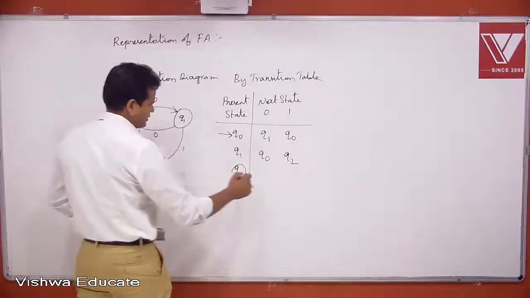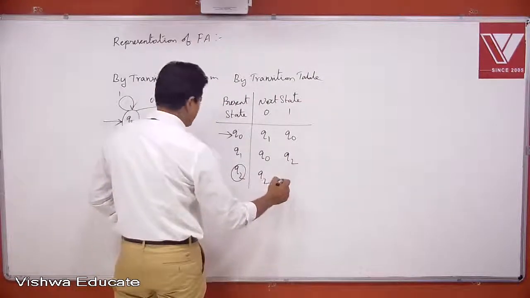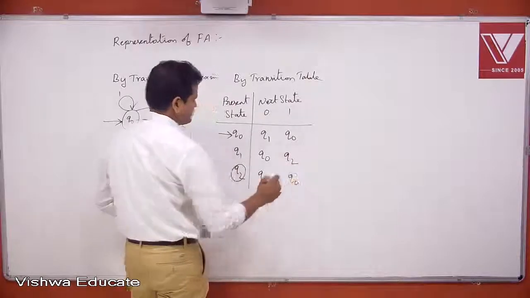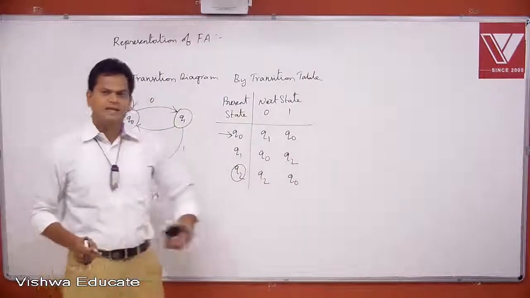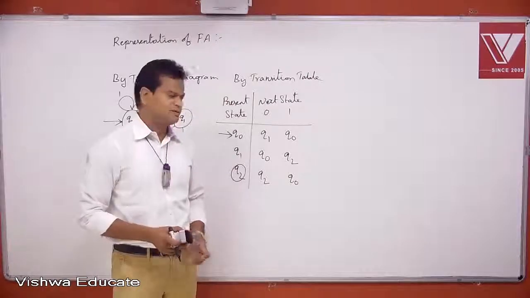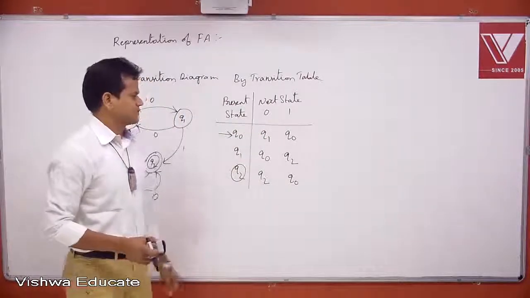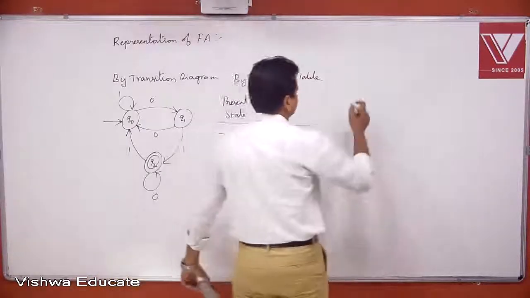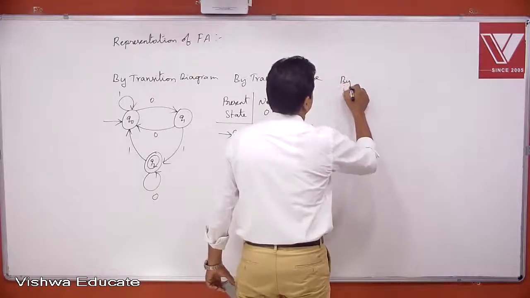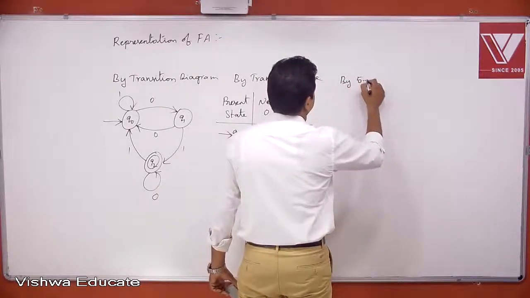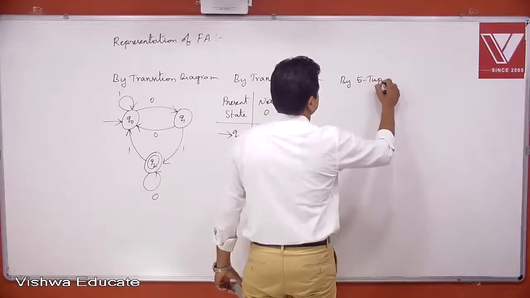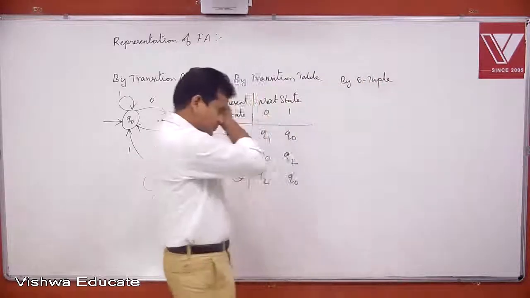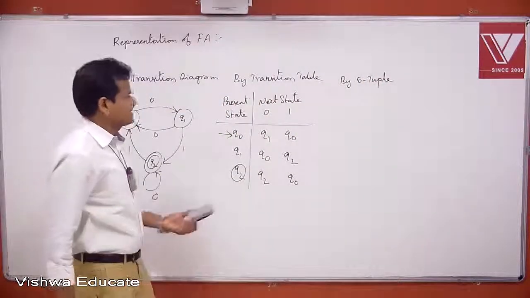Q2 on 0 is Q2. Q2 on 1 is Q0. So this is another way of representing the automata, that is by transition table. The same we can represent in another way, that is by five-tuple, which means we write the complete structure here. So, what is the five-tuple?